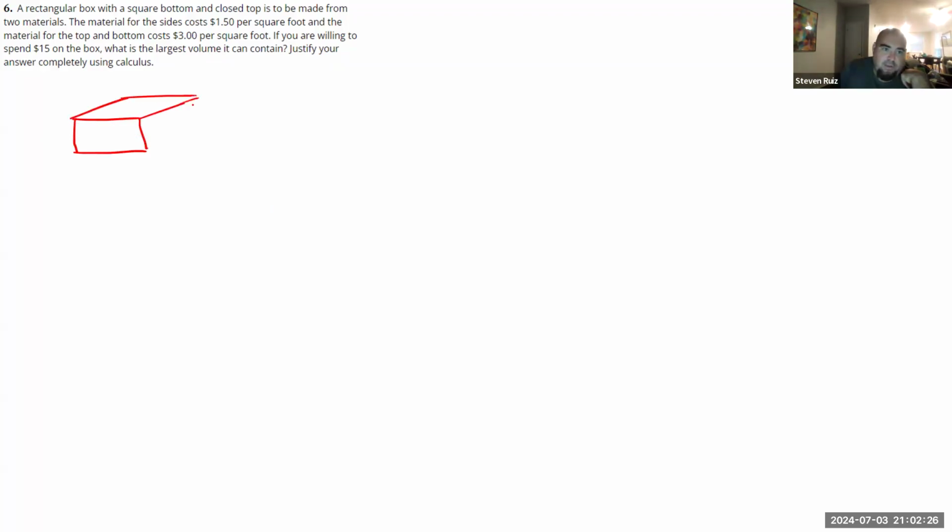So I have a rectangular box, and what is important about it? The material for the sides costs $1.50 per square foot, and the material for the top and bottom costs $3 per square foot. If you're willing to spend $15 on the box, what's the largest volume it can contain? So what's the first thing we should do? So we're looking at some context and we want to optimize something.